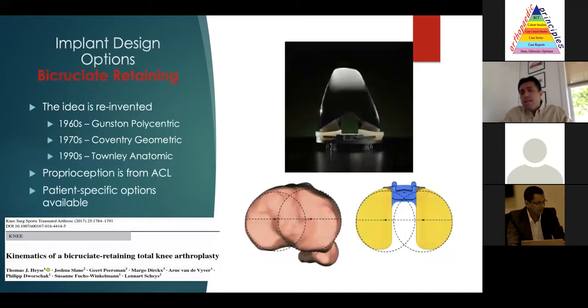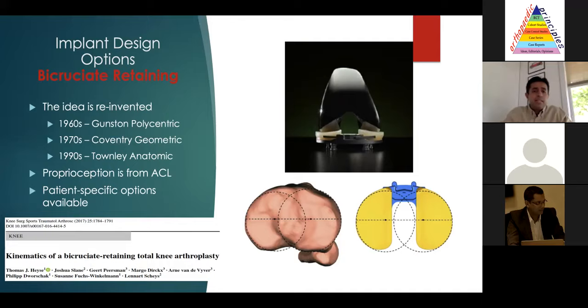And finally, there is the bicruciate retaining implant. There are only two companies. Biomet Zimmer had this, but now I think they've pulled it out of the market. It was the Vanguard type implant. And Smith and Nephew has this as well, in which you retain the ACL and the PCL. The idea behind it is that the ACL seems to provide some proprioceptive advantage. Preserving the ACL preserves the proprioception of the knee, is the thought. And if you preserve that in an arthritic knee, maybe you can give them a more natural feeling knee.